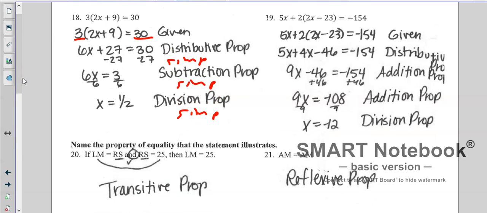Over here on the right side, again, we distributed the 2, okay? Then we simplified. And then right here, you'd want to put down join like terms or simplify, either one. Then we added 46, and then we simplified. Again, they're not here every time, but we should be writing that, simplified. And then we added, then we divided by 9, and then we simplified and got our answer.